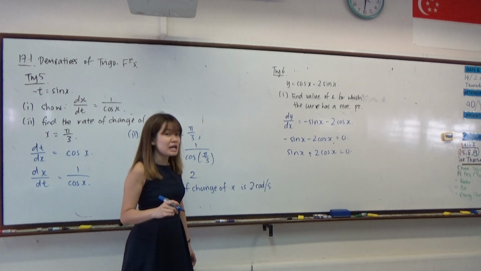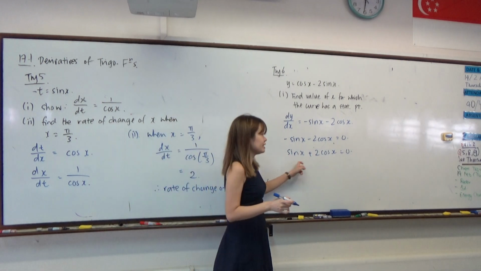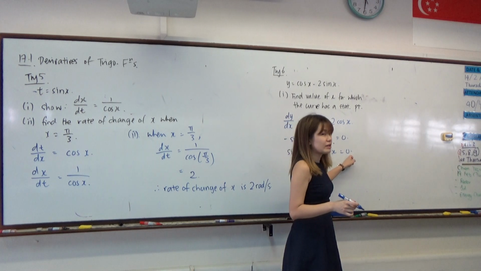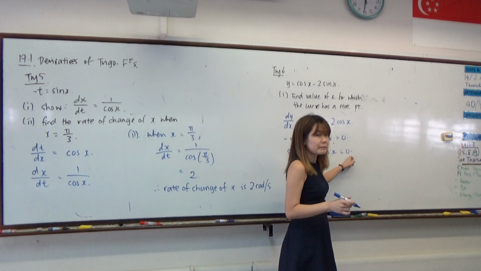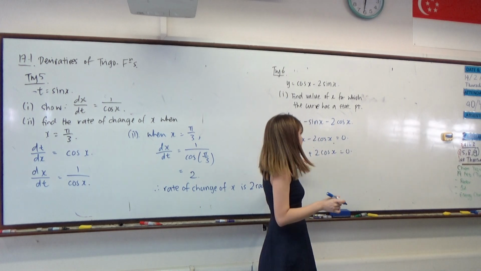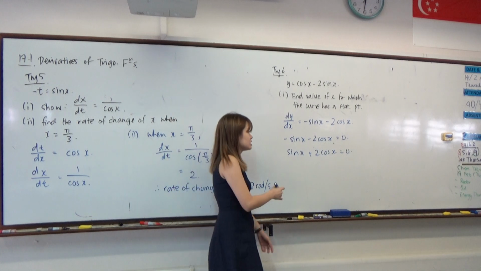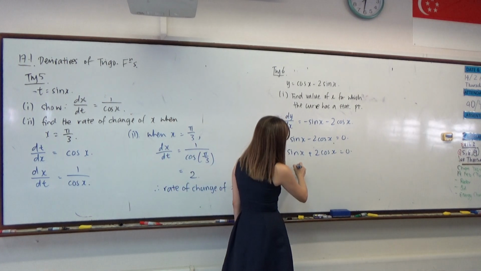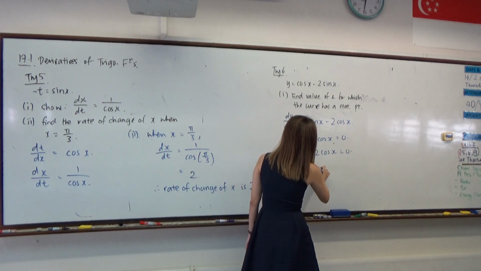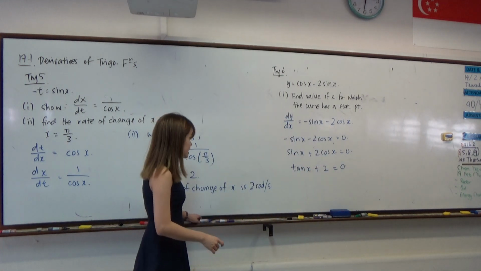R formula, when do we use R formula? We use R formula when there's both sine and cosine, but this value over here is non-zero. Remember that? This must be non-zero, then it's advisable for us to use R formula. Otherwise, we will just divide the whole equation by cosine, so tangent x plus 2 equals 0. Divide throughout by cosine x.